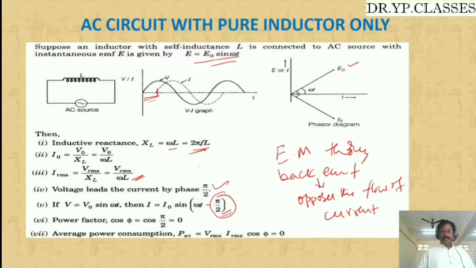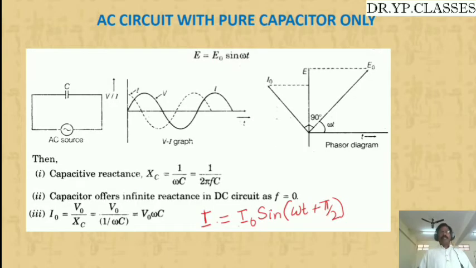There will be a phase difference of pi by 2. Pi by 2 is the phase difference between the two values, current and voltage, and this difference is only because of the back EMF which is produced when an alternating current is passing through the inductor. This is about the AC circuit with the pure inductor only.